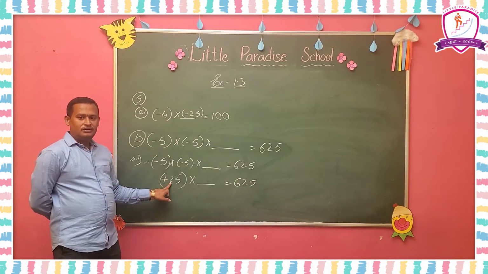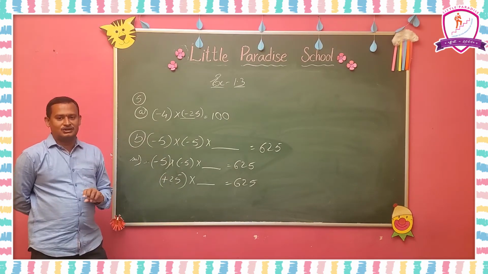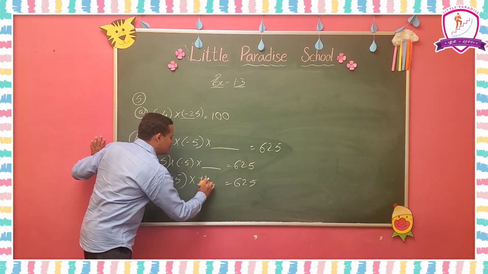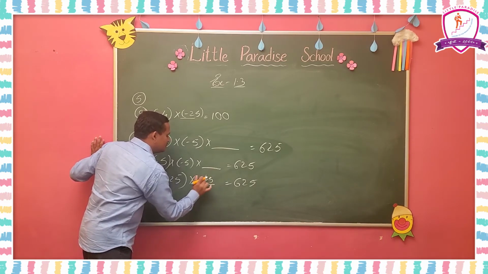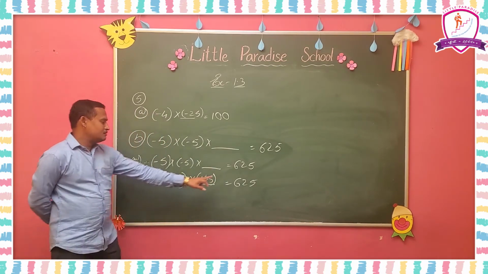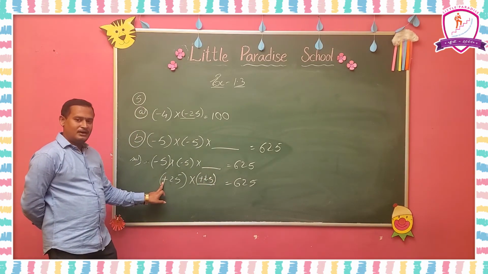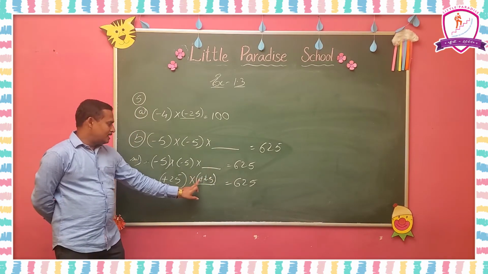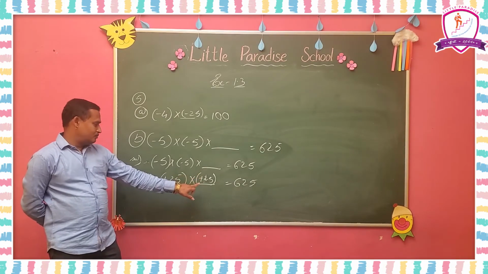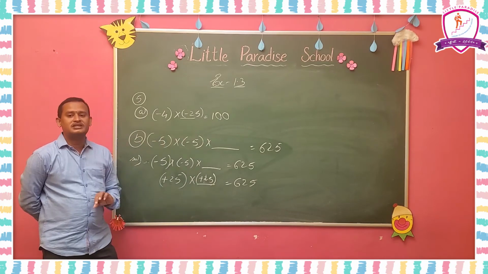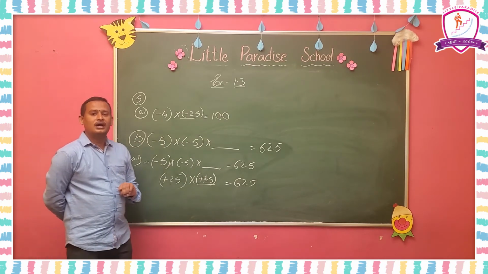25 is a 625. So plus 625, plus 25, we have to write the answer plus 25. So why? Because we must get the plus 625 as answer, so that plus 25 is already here, we have to multiply with again plus 25. Plus into plus will become plus, and 25 into 25 will become 625. Okay, we have to do like that.